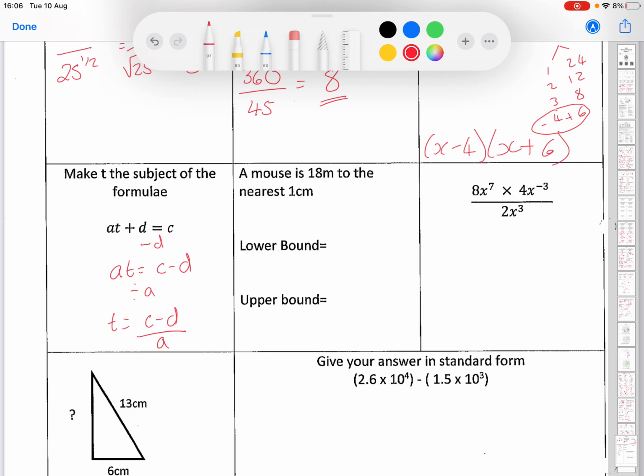A mouse is 18 meters. I don't think a mouse is 18 meters, is it? I feel like that's meant to be centimeters. I'm going to change that to centimeters. That's a scary mouse.